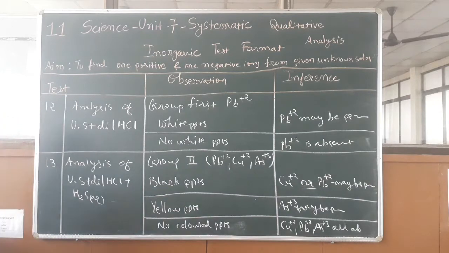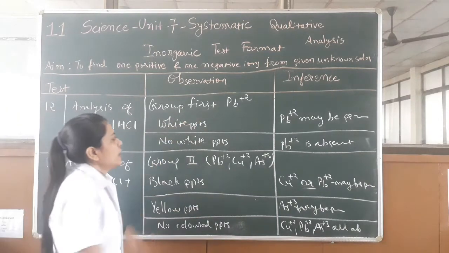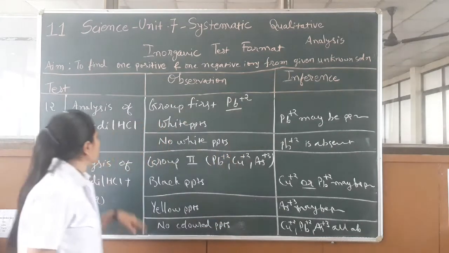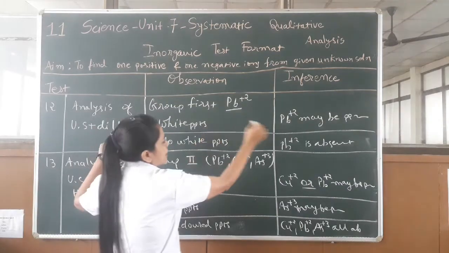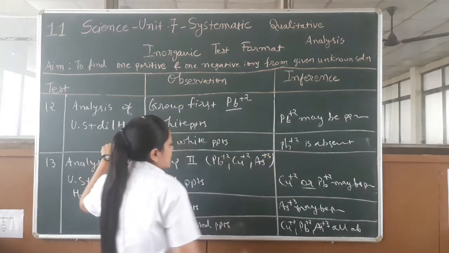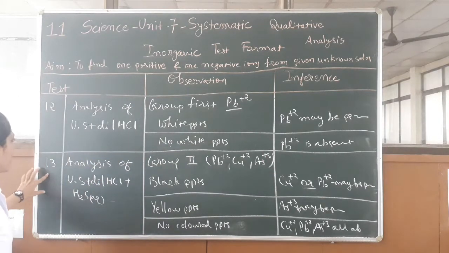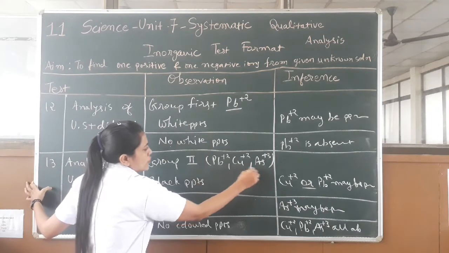Second test for positive ions: group analysis of group first. In the first group we have Pb2+. So unknown solution plus dilute HCl. White precipitates, Pb2+ is present. If no white precipitates, Pb2+ is absent. Now 13: analysis of group second. Pb2+, Cu2+, As3+.